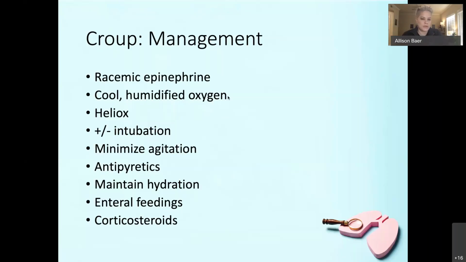But you're going to try to keep them calm, give them fever medications if they need it, make sure they're well hydrated, well fed. You can use corticosteroids, but apparently that can be controversial and probably doctor dependent. But the main things are going to be racemic epi, maybe heliox.